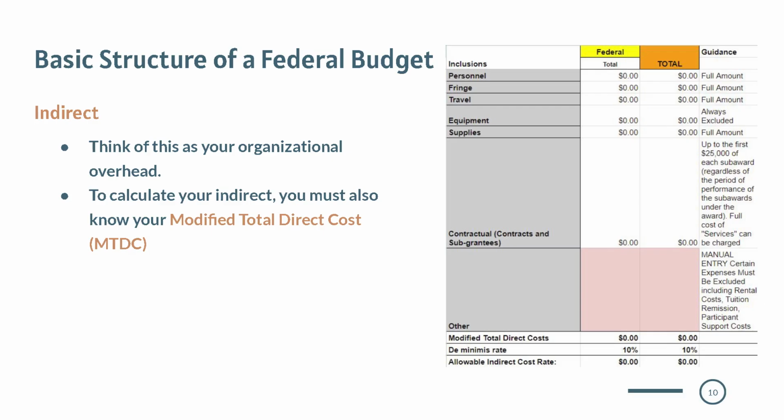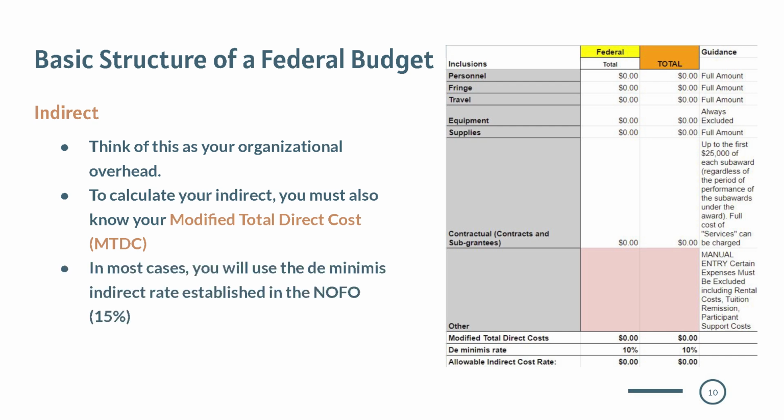This is a special formula that takes into account only a portion of the subawards while excluding equipment and most items under other expenses. With most grantees, you are able to charge a 15% de minimis indirect rate for your indirect based on the total modified direct costs. We will walk through this in the demo.